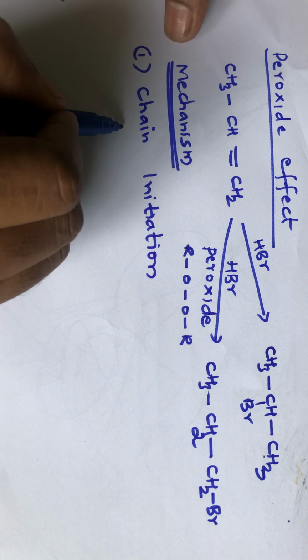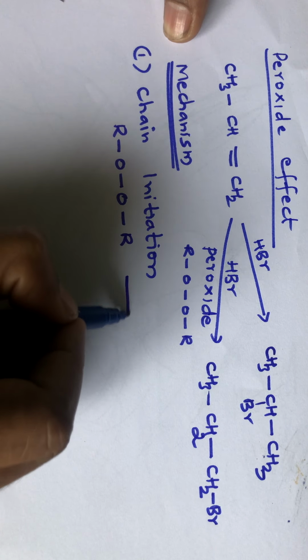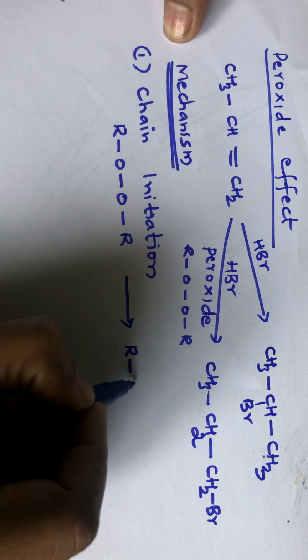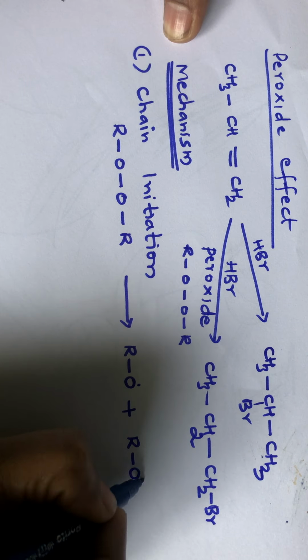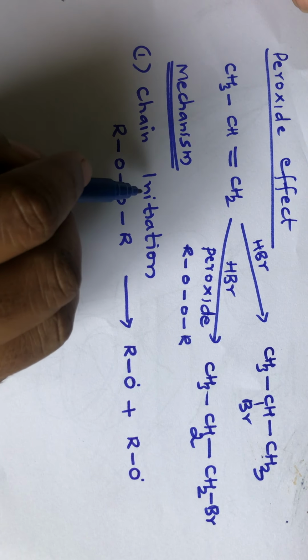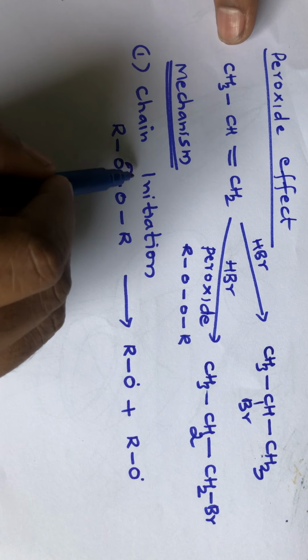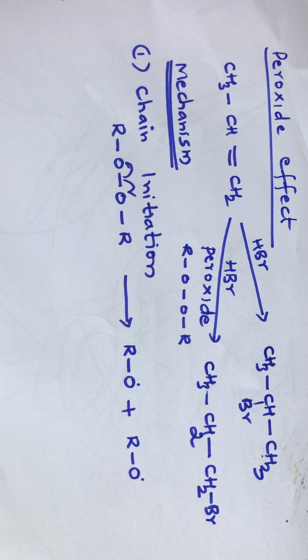But what happens is, if you have a peroxide, this breaks homolytically. When you look at the reaction, they break homolytically. When there is a homolytic fission, what happens? One electron will be taken up by one oxygen, the other electron will be taken up by the other oxygen.